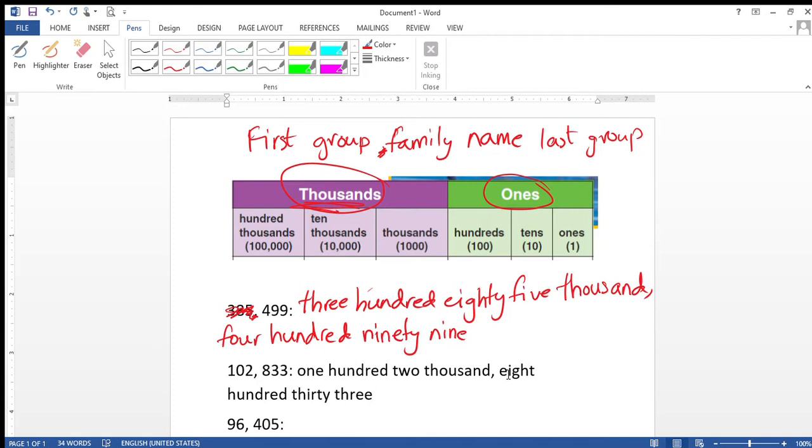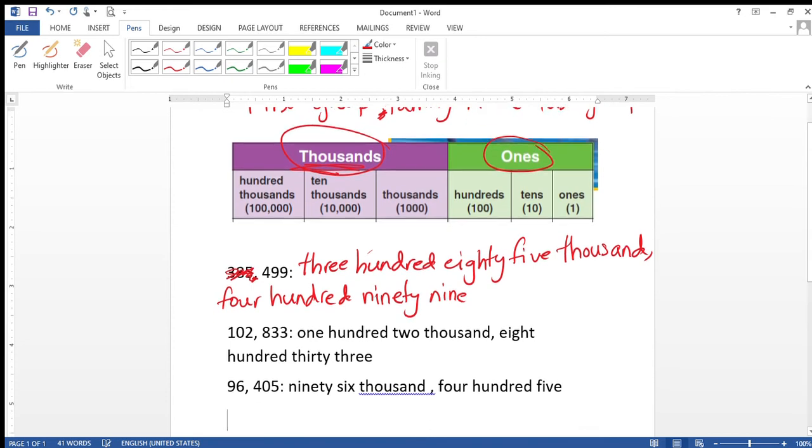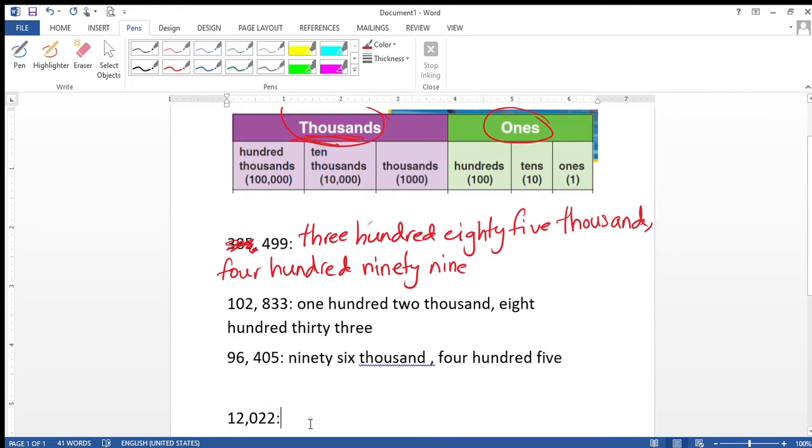Let's look at this question. What's the first group here? The first group is 9 and 6. How do we say 9 and 6? It's 96. What's the family name? Still the same family, thousand. What's the second group? 405. How do we say 405? 405. Let's try one more. What are the digits here? 1 and 2. What does 1 and 2 say? It's 12. 12,000. Finished. 12, and then the family name is thousand.